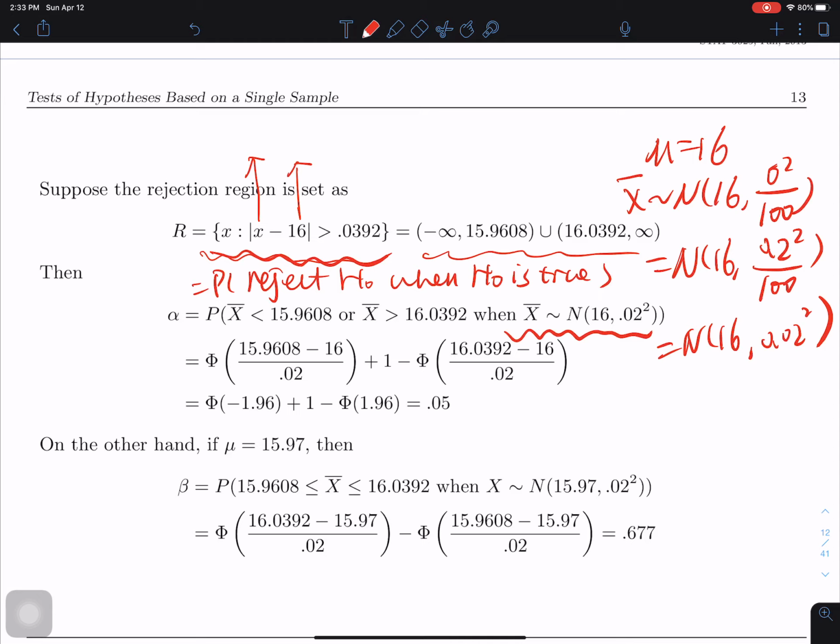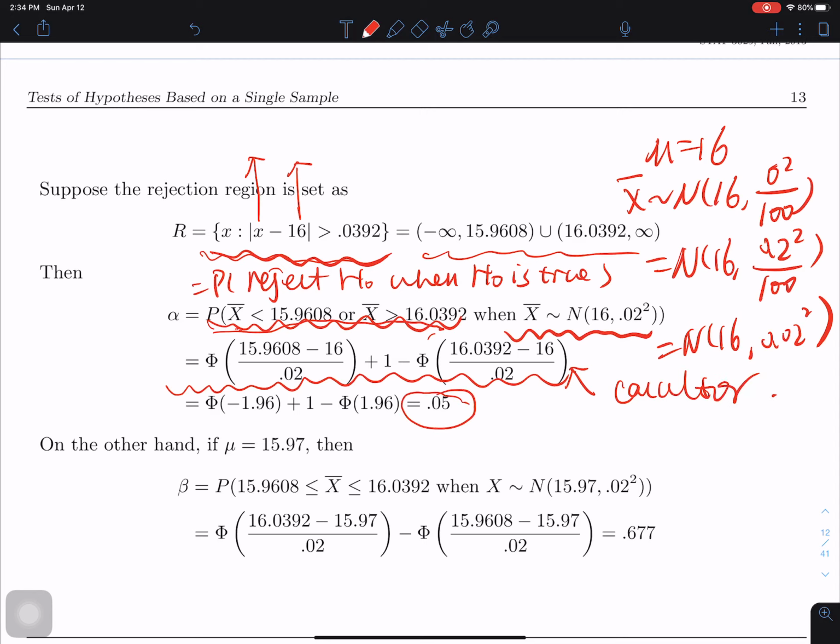Okay, and we already calculated the rejection region, which is this, right? So actually, we only need to evaluate this probability when we know the X bar follows a normal distribution. And this is a very typical calculation problem, okay? We utilize the properties of the normal distribution, and still from the calculator, we can get values. So that is to say, my type 1 error is 0.05.